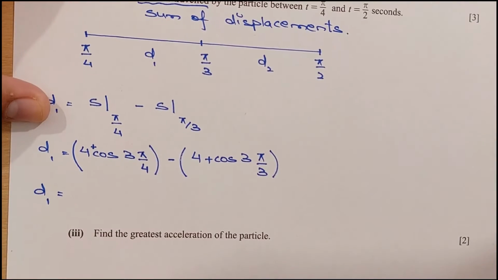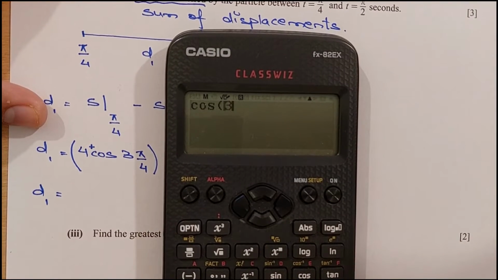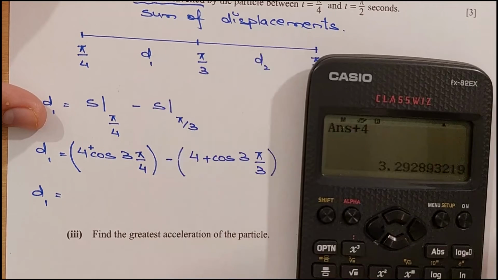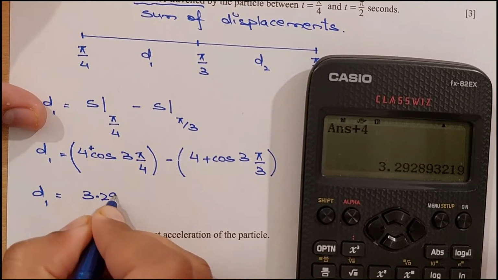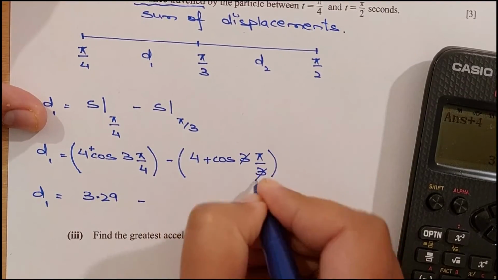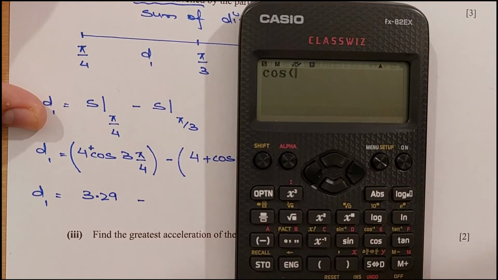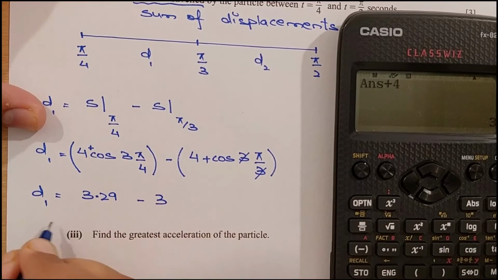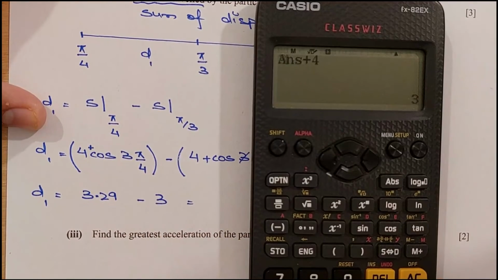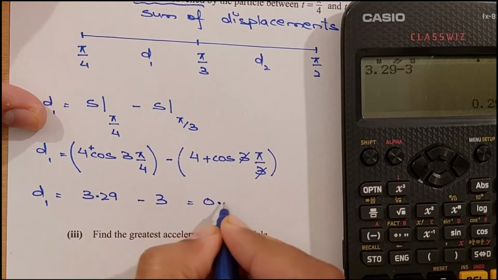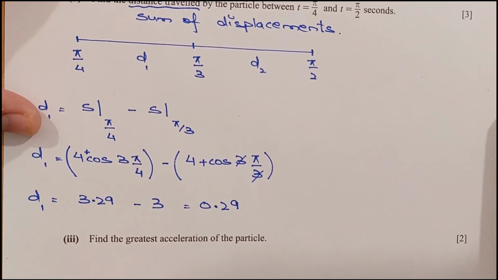So d1 is cos 3 pi by 4 plus 4, which is 3.29. Subtract: the 3 is cancelled with the 3, cos pi, and plus 4, this is 3. So d1 is 3.29 minus 3, which is just 0.29. This is your first displacement.